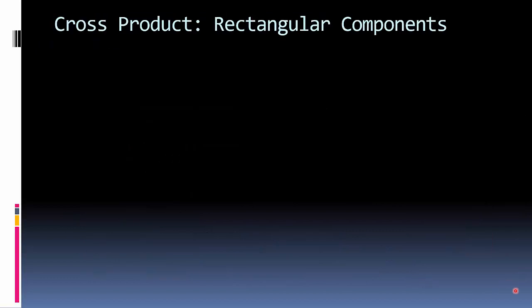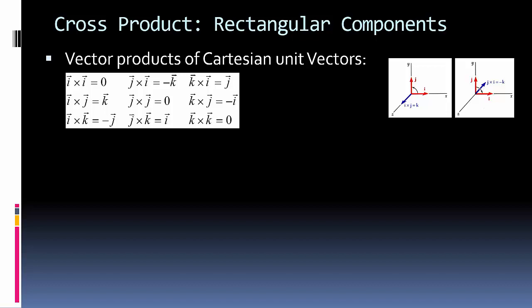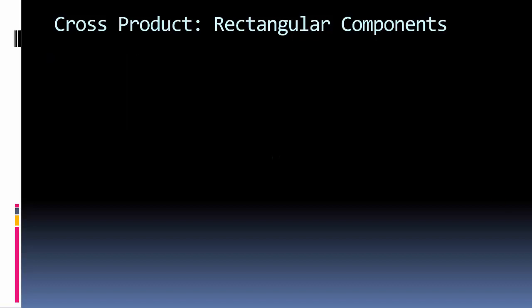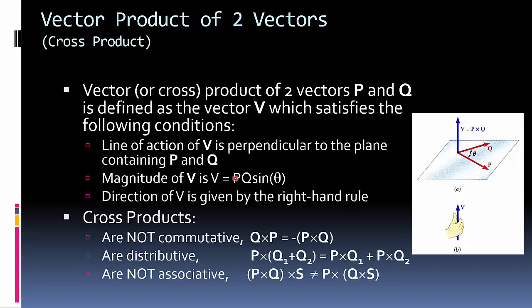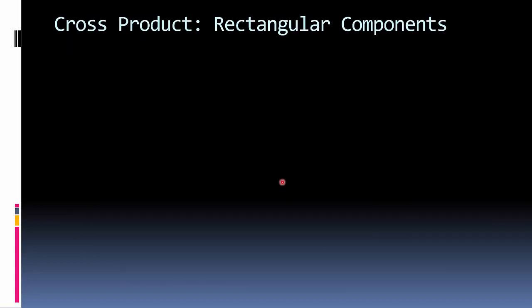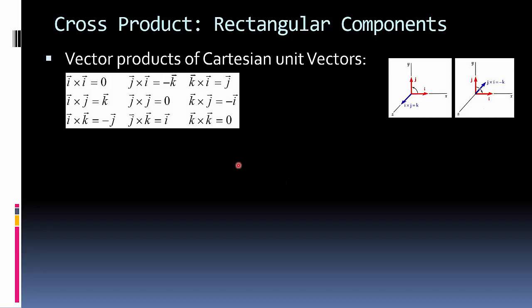Okay, so let's look at some of the rectangular components. For vector products of Cartesian coordinates or regular unit vectors, i cross i is equal to 0. Let's just talk about that for a second. Why is that the case? Well, i cross i, again, is the magnitude of i times the magnitude of i, times the sine of theta, right? So this is going to be 1 times the sine of the angle between the two. What is the sine of the angle between i and i? It is 0, sine of 0 is 0. Therefore, i cross i is 0. Same with j cross j is 0, and k cross k is 0.